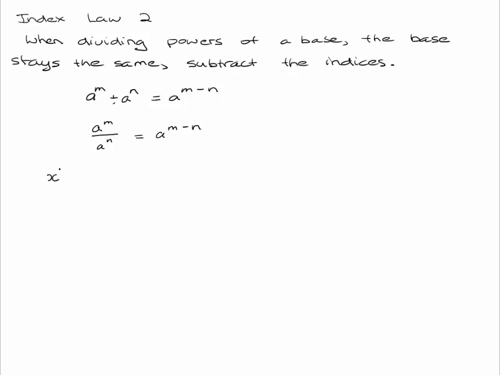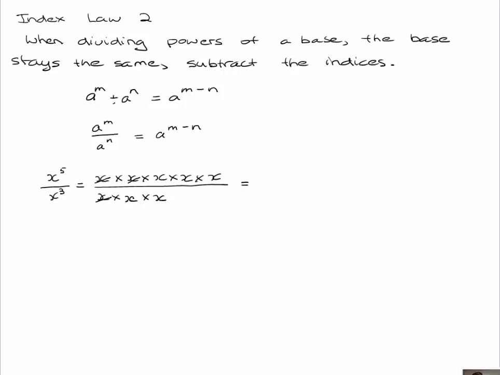The first one is x to the power of 5 divided by x cubed. And let's look at this in the expanded form. So x to the power of 5 is x times x times x times x times x. And x cubed is x times x times x. And x over x is equal to 1. We can see that when we divide an x by an x, each of those x's will cancel out.